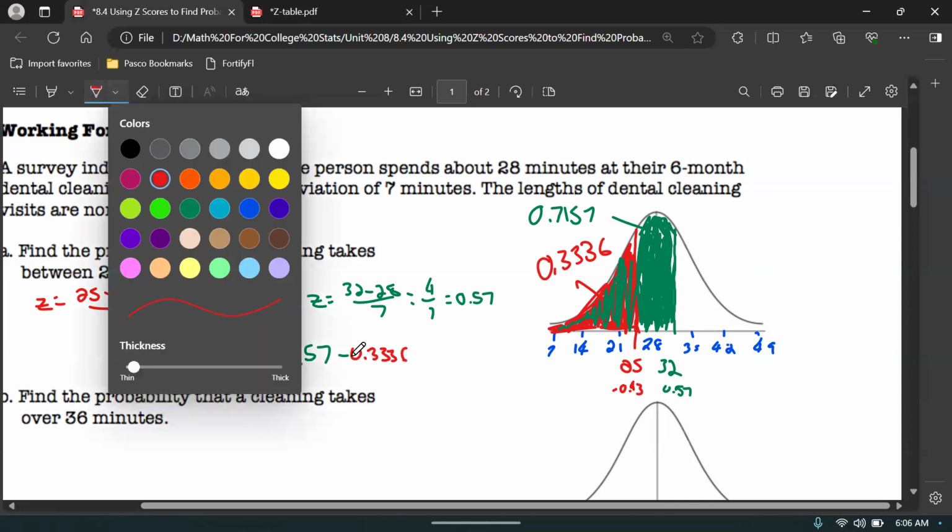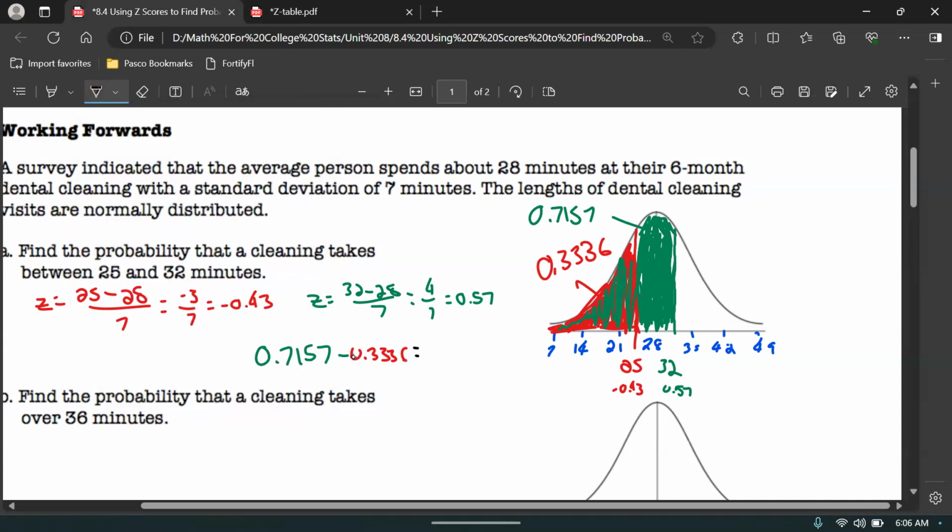So if we do that, we subtract 0.7157 and 0.3336, which remember, those came from the z-score table, right? 0.7157 minus 0.3336, we get 0.3821. That is our answer. So you can essentially say that roughly 38% of cleanings take between 25 and 32 minutes.